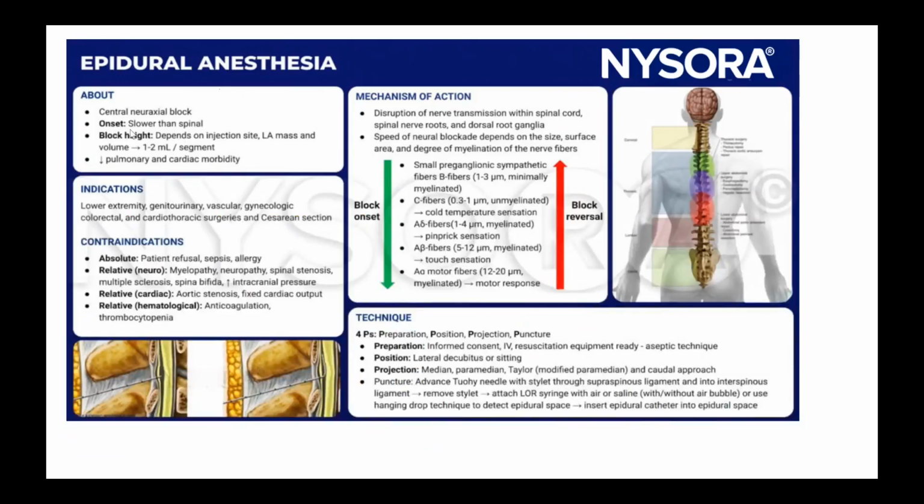And this epidural anesthesia, given in Nagaswamy, is a central neuraxial block. Onset is slower than subarachnoid block. Block height depends on the injection site, drug dosage, or the volume that you inject. So normally you calculate 1 to 2 ml per segment. So you calculate the number of segments you want to block. For example, if you want to do an abdominal surgery or a cesarean section, what is the level of block you want to achieve for a cesarean section?